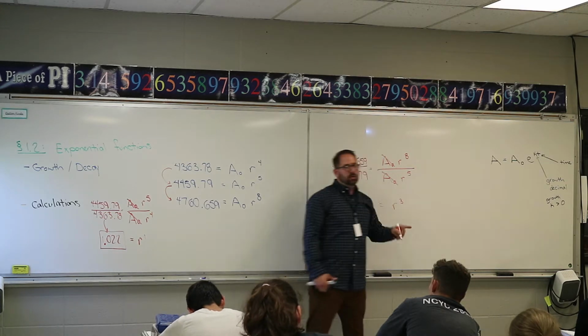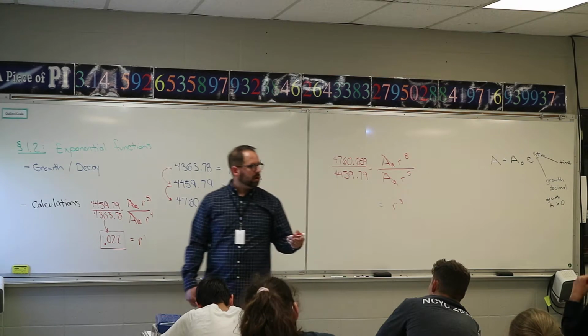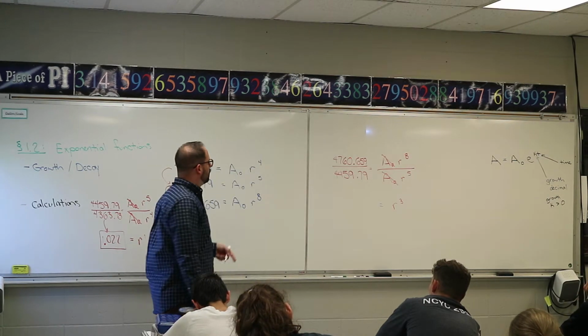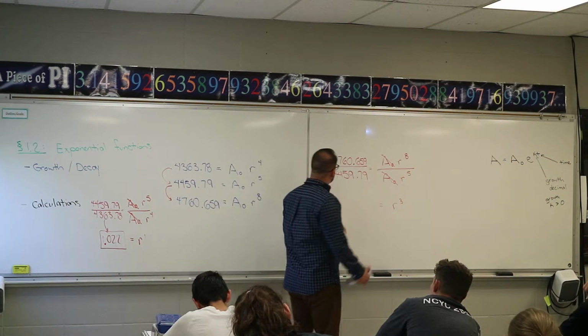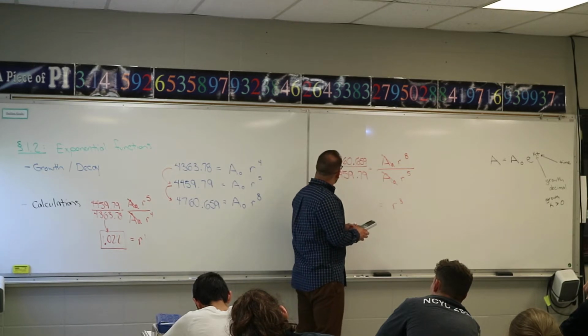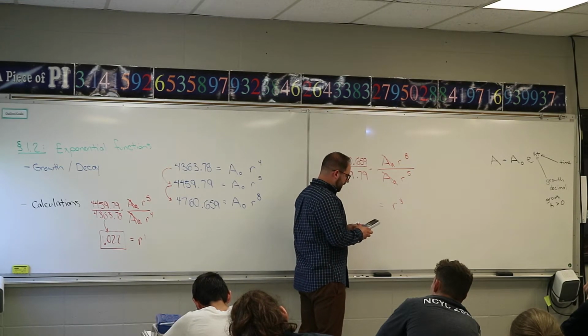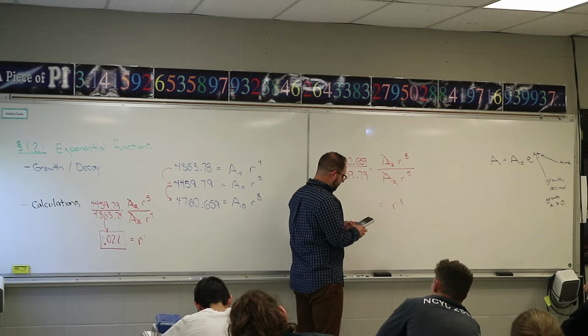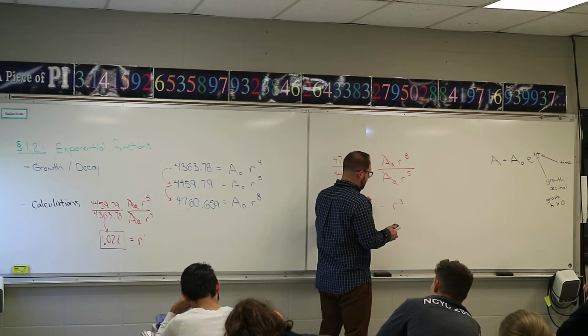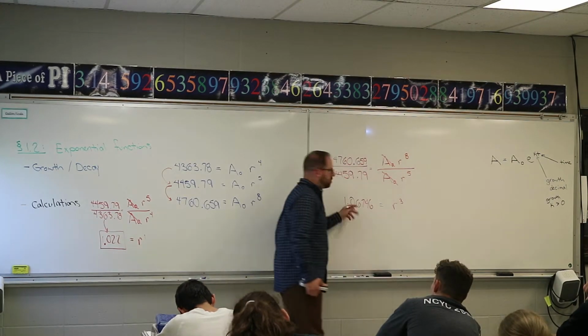R to the third. Now, do you agree that's not a 1? Agreed? Let's get r to the third power. Okay, I'm going to divide these numbers over here. 4760.659, divide that by 4459.79. I'm getting 1.06746. No, I'm not done yet. Okay, and there's more numbers on that.